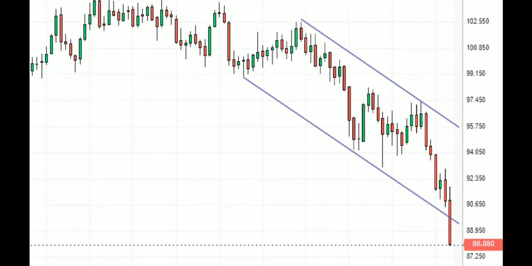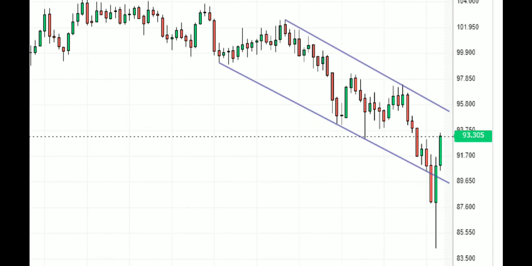But because of verbal intervention, it retrieved. And this chart shows that after touching around say 85, it has moved close to 93. There's a possibility that it can touch around 95, but again from there it should come back.